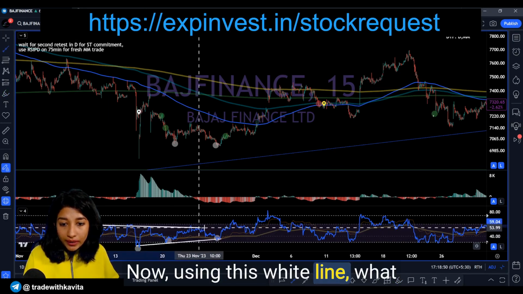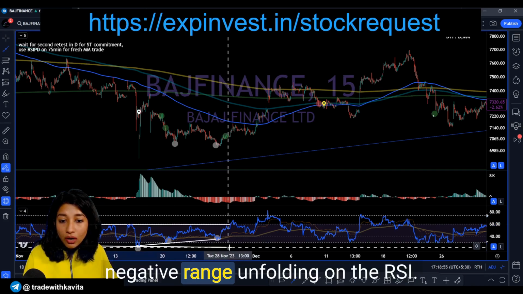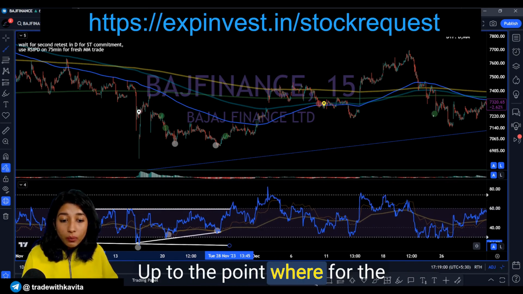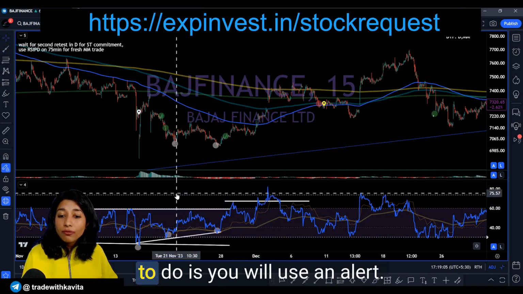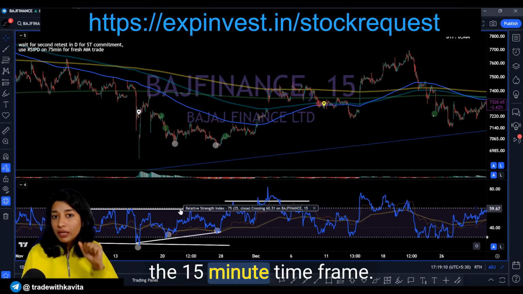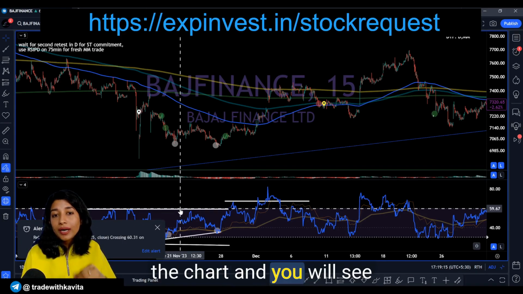Now, using this white line, what you will see is that there is a strong negative range unfolding on the RSI. Up to what point? Up to the point where for the first time the RSI breached above the level of 60. What you essentially have to do is you will use an alert, and you will place the alert at the level of 60 on the 15-minute time frame. Every time the level of 60 gets breached, you will analyze the chart and you will see whether it is sustaining itself.